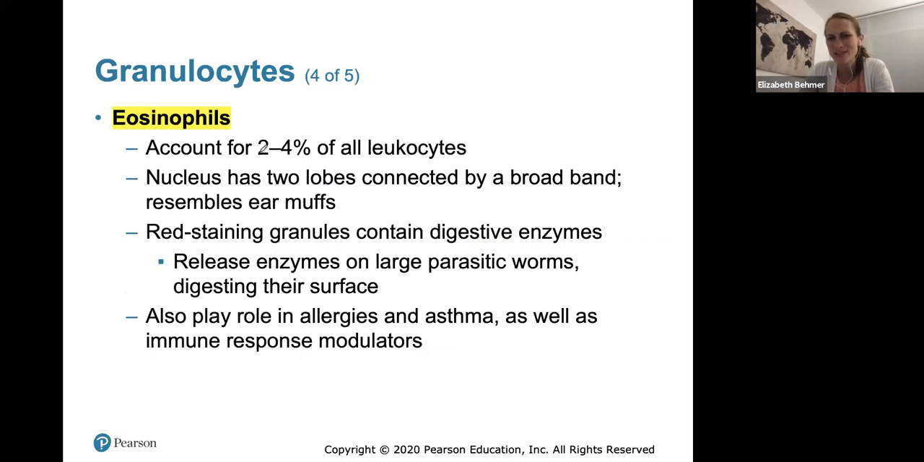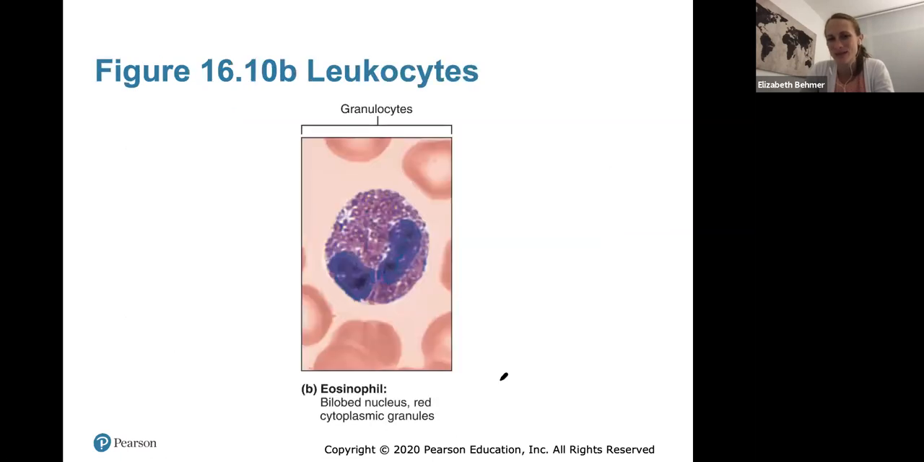An eosinophil is a little less common. It has 2 lobes. The red staining granules contain digestive enzymes, which release enzymes on large parasitic worms, digesting their surface, if you ever ingest a worm. They also play a role in allergies and asthma, as well as immune response modulators. So that's an eosinophil, and that's what it looks like.